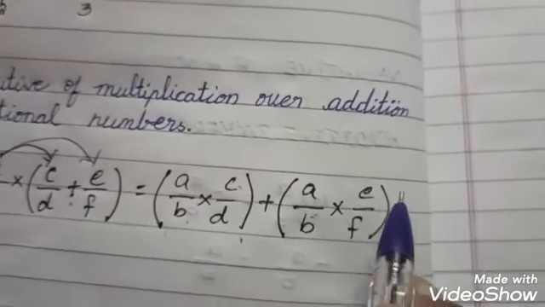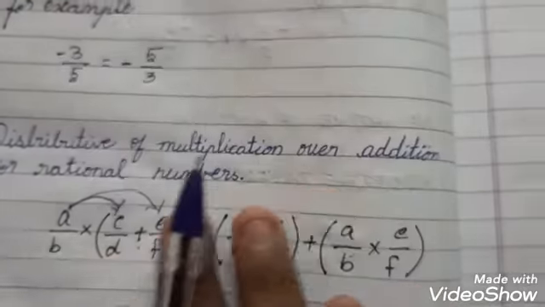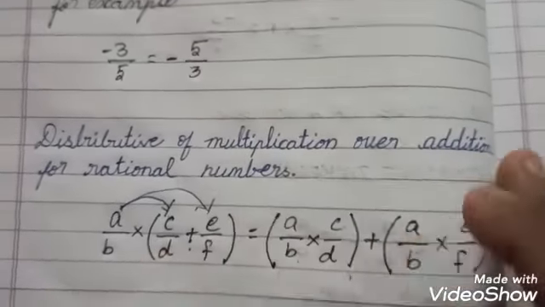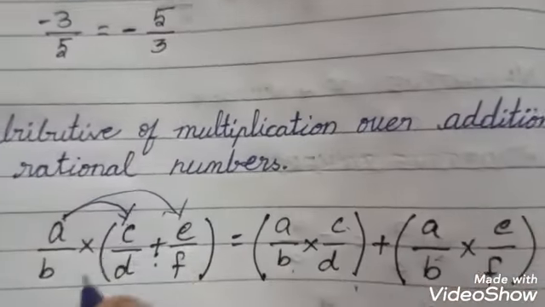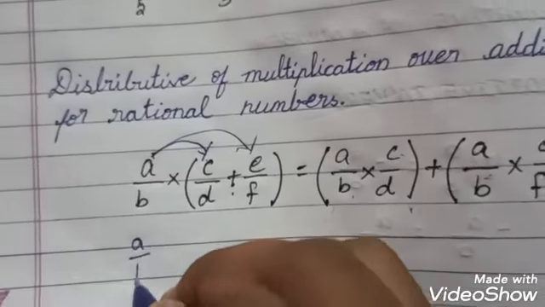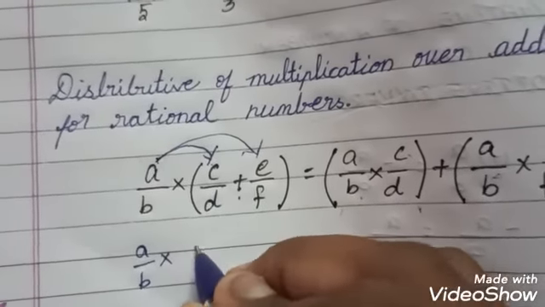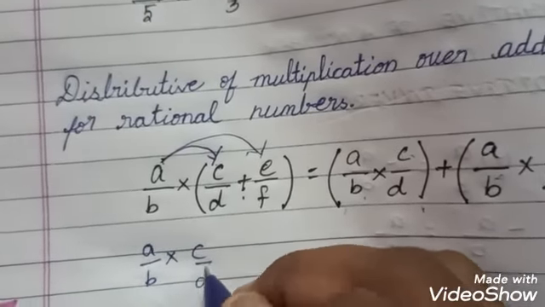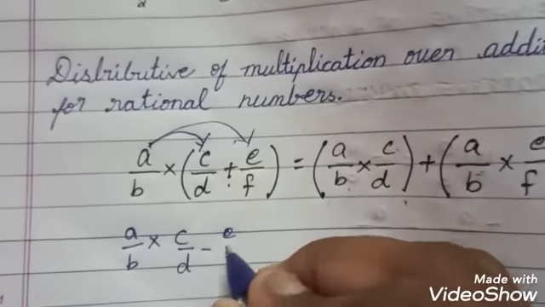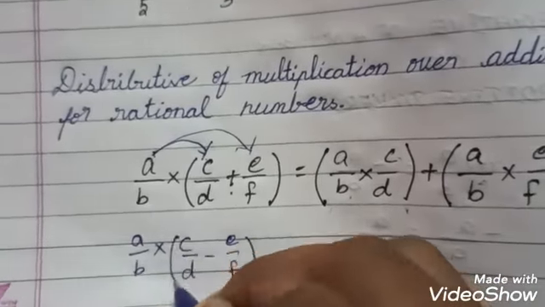A by b into e by f. This is the distributive property over addition. The same way it should be written as over subtraction also. For example, a by b into c by d minus e by f.